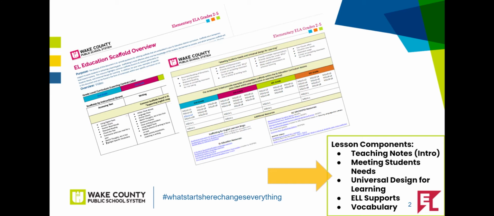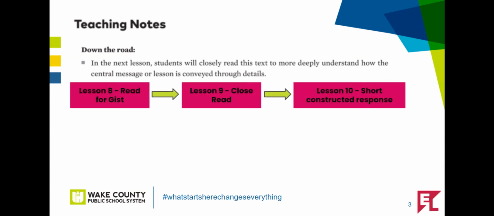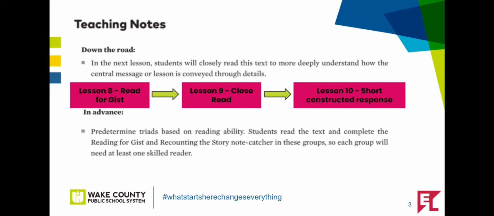The lesson components listed on the slide are where you can locate embedded scaffolds within lessons and will be highlighted throughout this presentation. Within the teaching notes section, you will see context of what is coming down the road. It is advised that you plan lessons 8, 9, and 10 together, expanding as necessary to best put structural scaffolds in place. You will want to determine student triads or appropriate partnerships in advance. You will need at least one skilled reader to offer peer support to those who may struggle with decoding the text. If you have students who are struggling far below their peers at this point in the unit, you may want to determine a small group that will work with you so that you can offer more direct support.